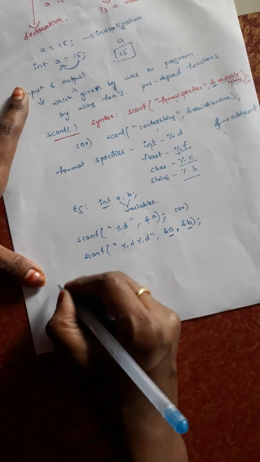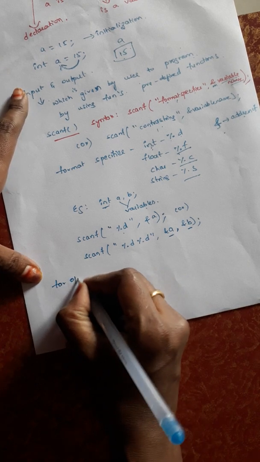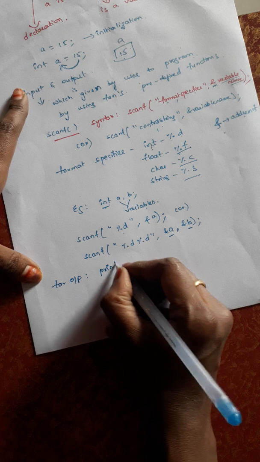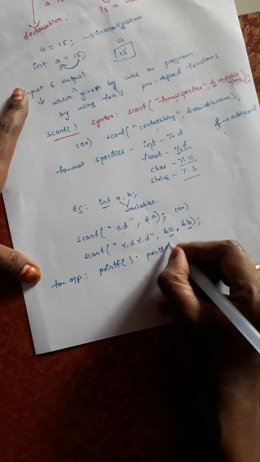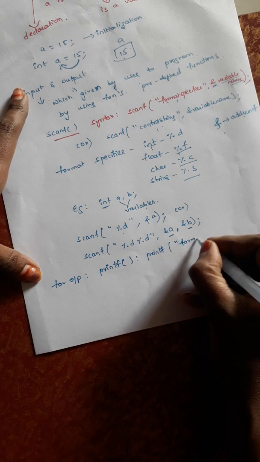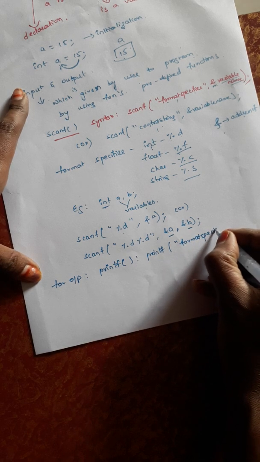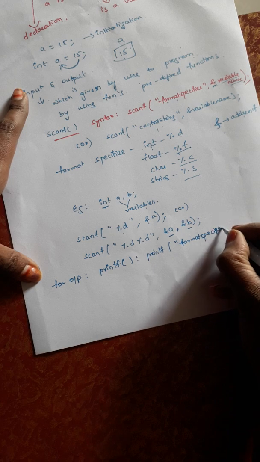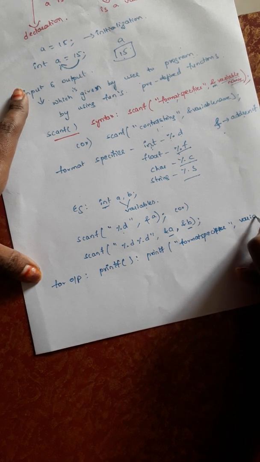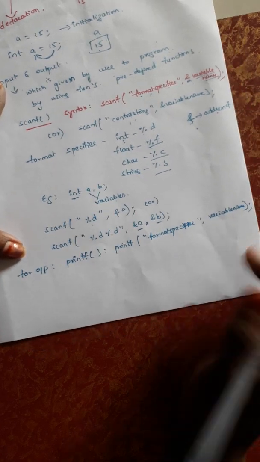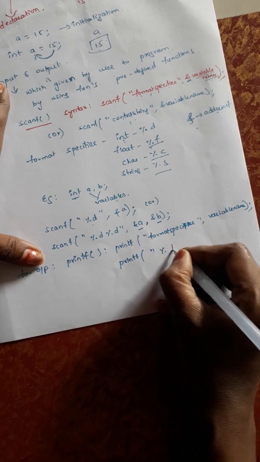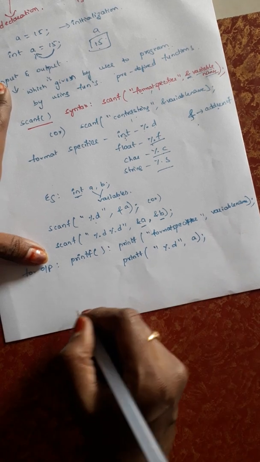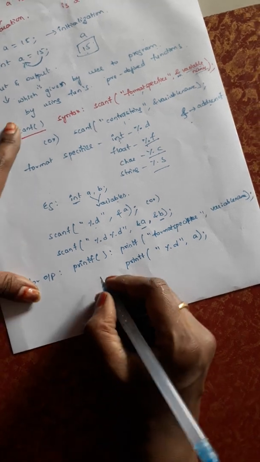In the same manner, for output we use the printf function. In printf, the syntax is the format specifier, and next the variable name. Here there is no need to use the address. Simply we give the name of the variable. Now printf: what is the format specifier? %d. What is the variable? a. That is an example.